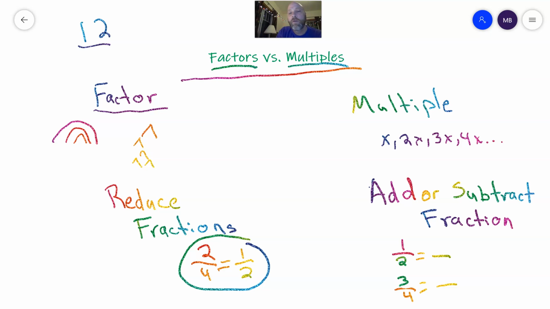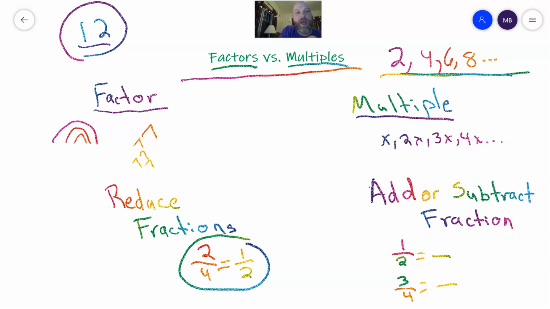A multiple, multiples are numbers that other numbers go into. Like the multiples of 2 are not numbers that go into 2, but they're 2, 4, 6, 8, etc. So 2 times 2, 3 times 2, 4 times 2, 5 times 2, and these go on forever. So you can see that a number like 12 is going to have a finite number of factors that I could get with a factor rainbow, and any number is going to have an infinite number of multiples because it's just however many times I choose to multiply it.